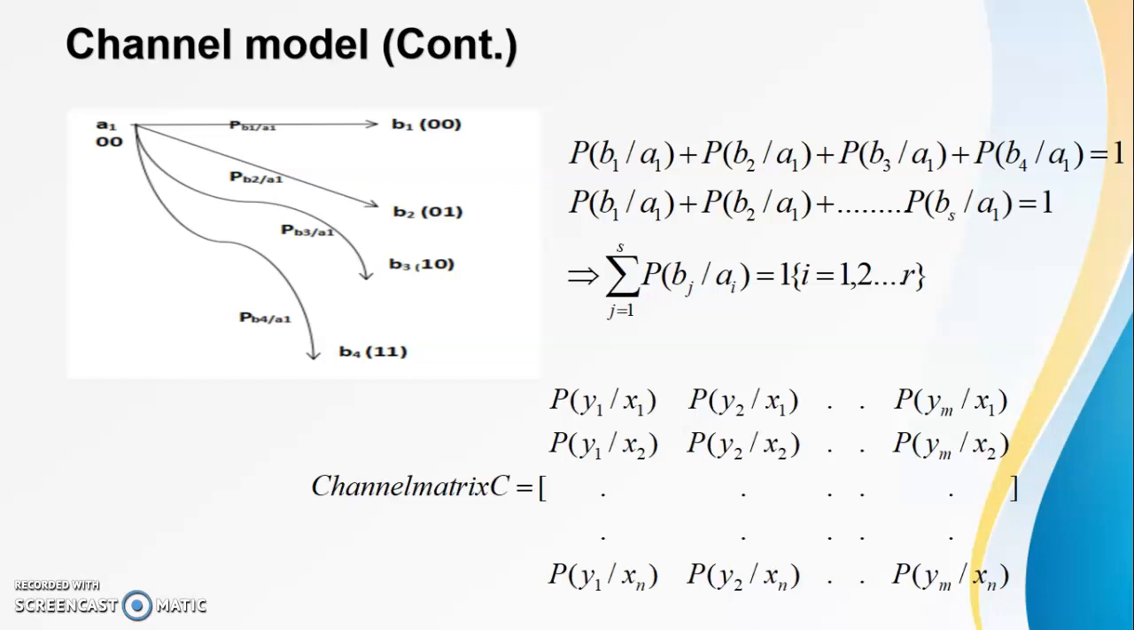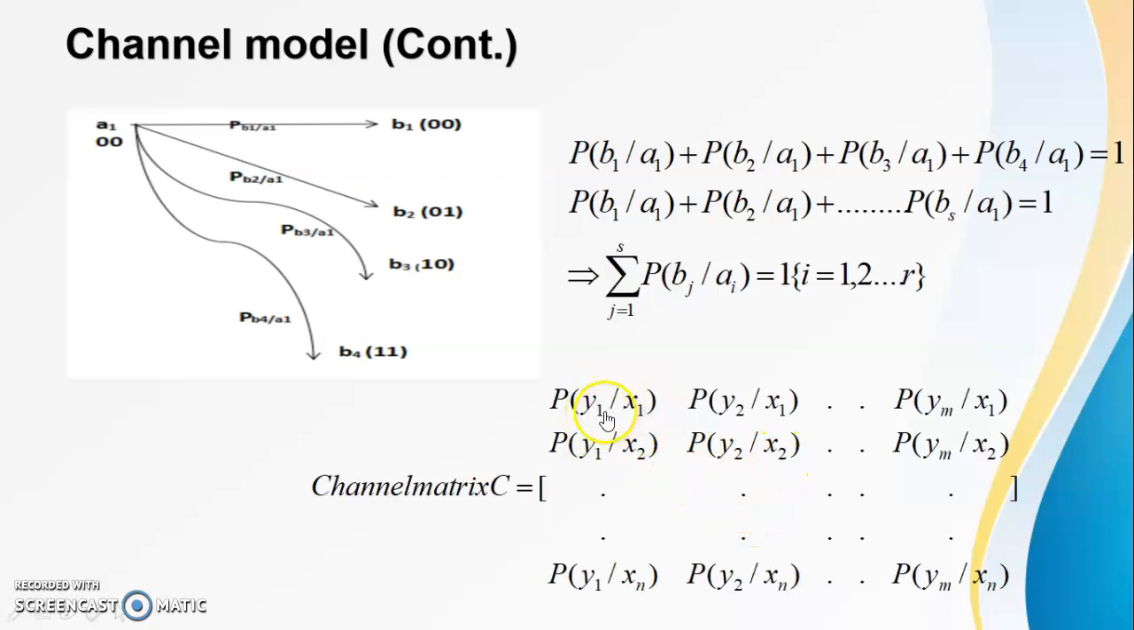So the formula can be rewritten as the summation of j equals 1 to s of P(bj/ai) equals 1, where i equals 1 to r. Therefore, the sum of all the elements of any row of the channel matrix is equal to unity. So the form of the channel matrix is rewritten like the following figure.